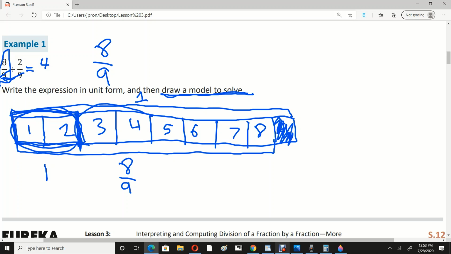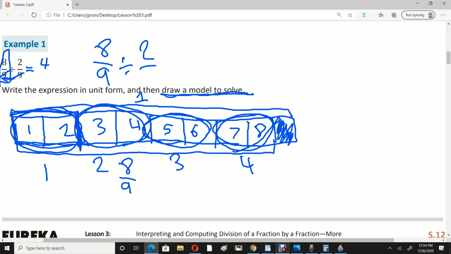So I have another 2/9 right here. That's the second group. Our third group of 2/9. And then look, we have one 2/9 group left. So when we divide 8/9 into groups of 2/9, how many groups do we have? Well, we have 1, 2, 3, 4 groups of 2/9.